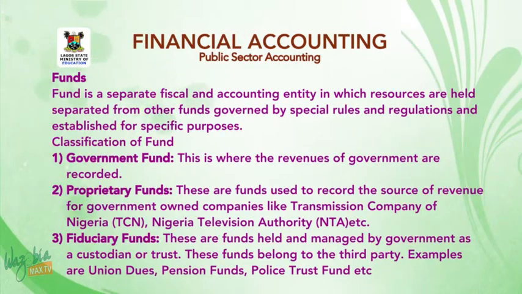3. Fiduciary funds. These are funds held and managed by the government as a custodian or trust. These funds belong to the third party. Examples are union dues, pension funds, police trust fund, etc.